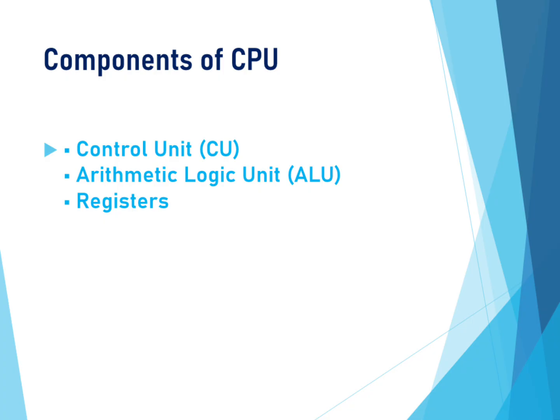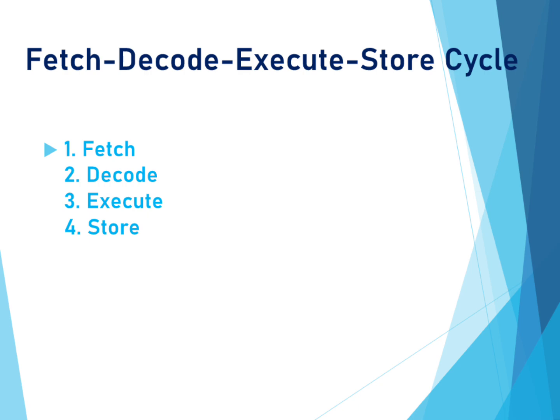Okay, now let us see how the CPU works. The CPU follows a continuous process called the fetch, decode, execute, and store cycle. Now let us understand each step.